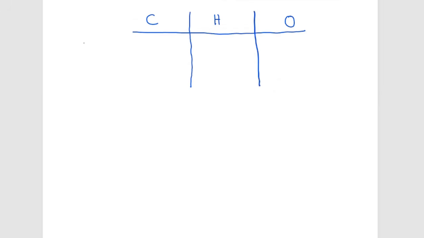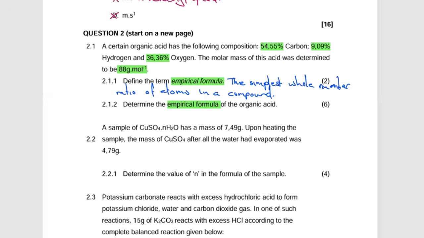So allow me to just divide it like that, right? So now we're going to take the percentages as they are given, right? So the percentage there for carbon was given as 54.55.